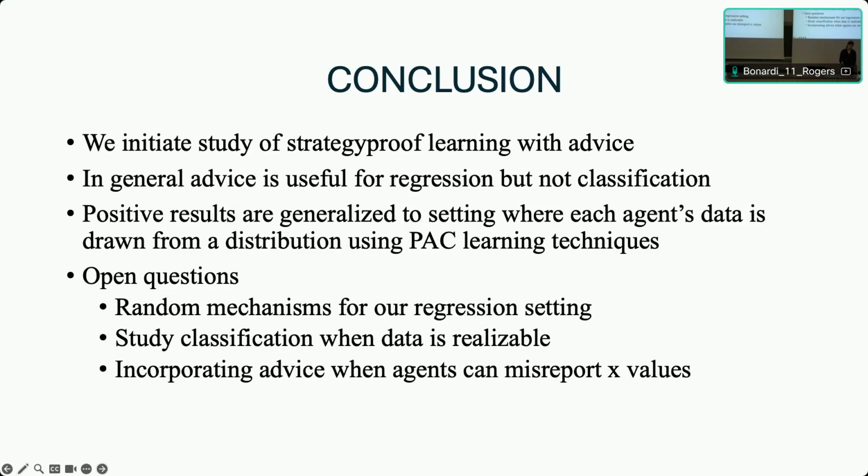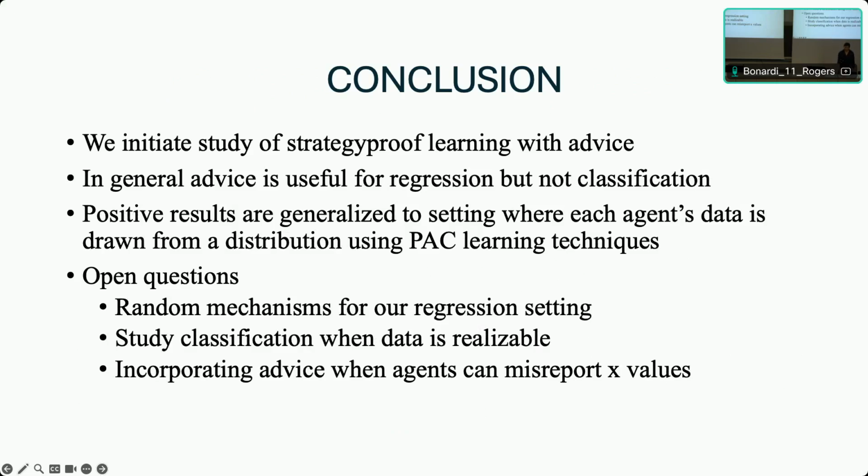And so in conclusion, we initiate the study of strategy-proof learning with advice. We show that in general, advice is useful for regression tasks, but not so much in classification. I didn't cover this here, but we show that all of our positive results generalize to the setting where agents have data instead of just being set points, drawn from a distribution using some PAC learning techniques.